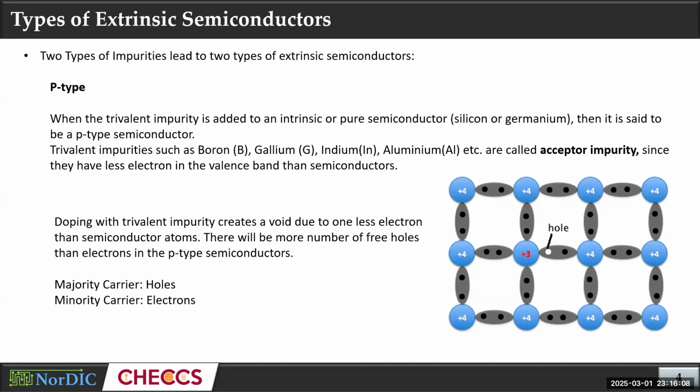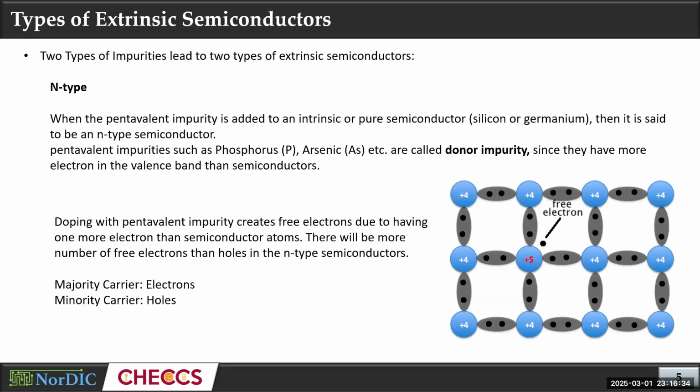So if we add one boron or one trivalent atom, that will create one hole, right? So now if we add more and more boron or trivalent atoms, that will create more and more holes. So in p-type materials, we will have more number of holes and less number of electrons. That's why in p-type, the majority carrier is holes and the minority carrier is electrons. And similarly in n-type, we'll have the opposite thing.